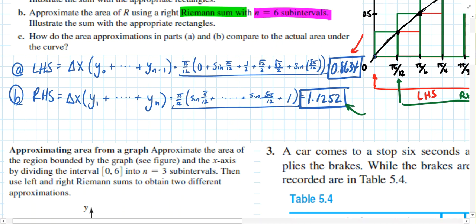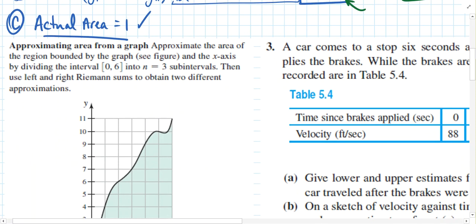By the end of this week, you're going to know how to evaluate this precisely, and you'll find that the actual area in this case is precisely 1. So we had an underestimate and an overestimate, and we'll see at that time that the area is equal to 1.